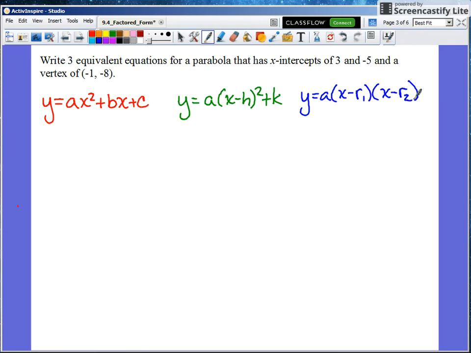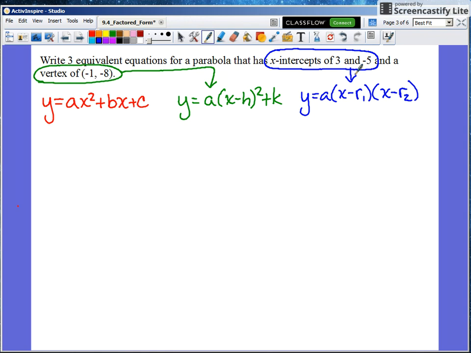Now, to get this problem started, let's look at our important information. They gave us x-intercepts, or another name, roots or zeros, and they gave us the vertex of the parabola. Now I circled them in matching colors with our equations for a reason. If I know the vertex, then it would be a very good idea to start with vertex form. If I know the x-intercepts or roots, it would be a very good idea to start with factored form.